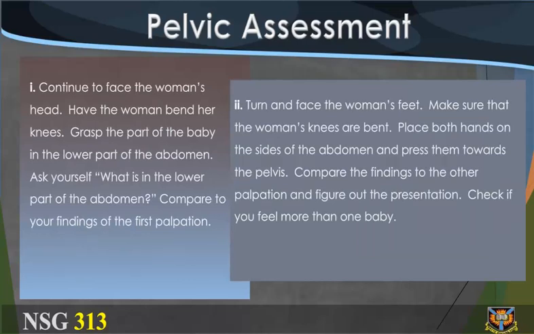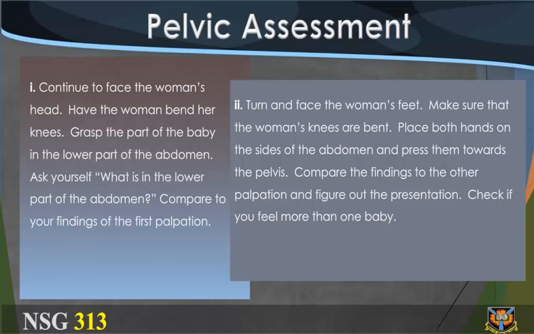1. Continue to face the woman's head. Have the woman bend her knees. Grasp the parts of the baby in the lower part of the abdomen. Ask yourself, what is in the lower part of the abdomen compared to your findings of the first palpation?